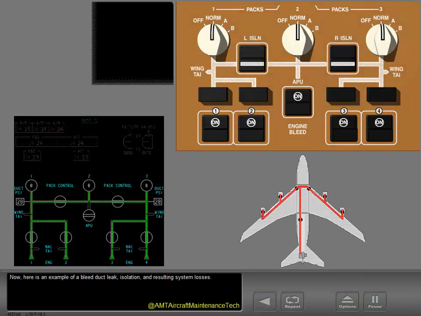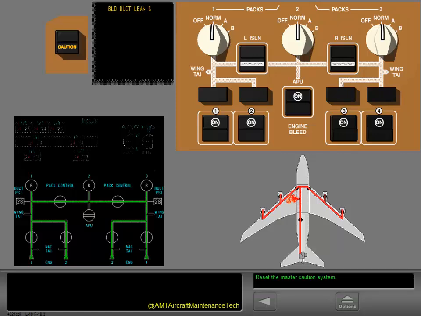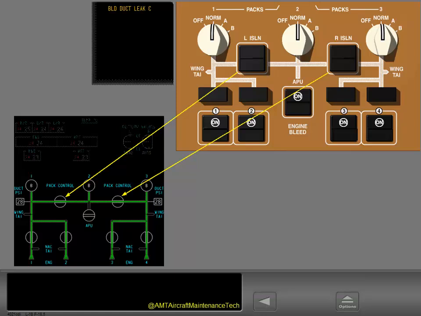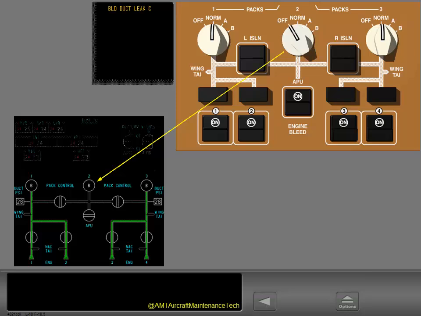Now, here is an example of a bleed duct leak, isolation, and resulting system losses. The ICAS caution message, Bleed Duct Leak Center, is displayed. Accomplishing the Bleed Duct Leak Center checklist isolates the leak.